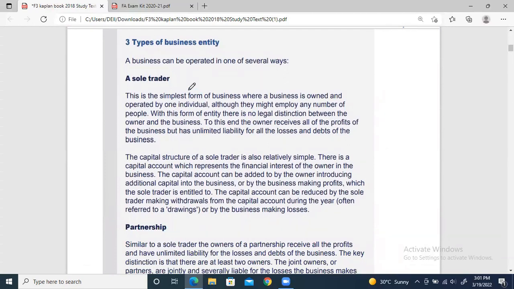Types of business entity basically means what kinds of businesses are operating in the whole world. We've already looked at this in the start as well. So the first is sole trader.